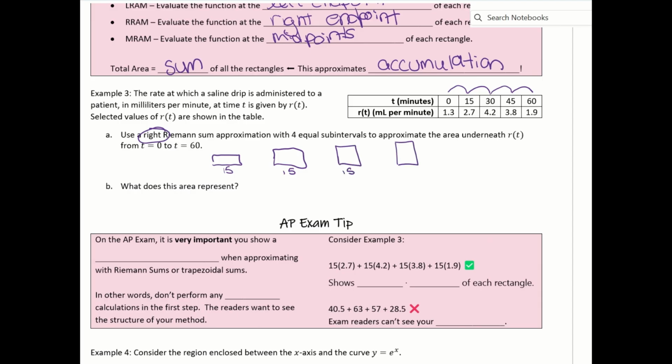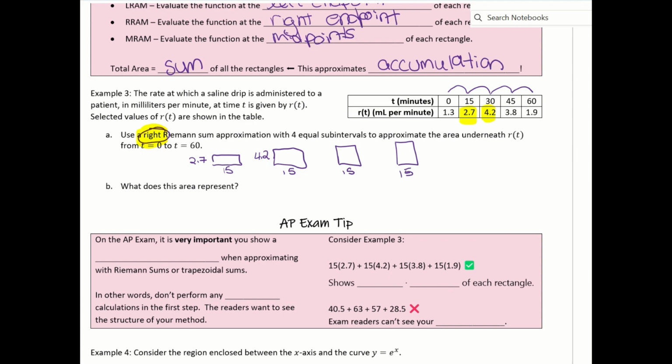These are not to scale. This is just to help us visualize. So we're going to have 4 rectangles that are 15 units wide. How do we know how tall to make our rectangles? Because we're using a right Riemann sum, we're going to choose either the left side of the 15 or the right side of the 15. Well, the right side, because it's a right Riemann sum. So the height of this guy is going to be 2.7. Then we're going to do the same thing over here. The right side of this interval is going to be 4.2.